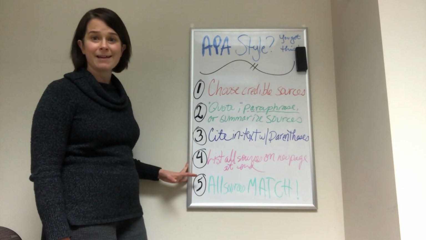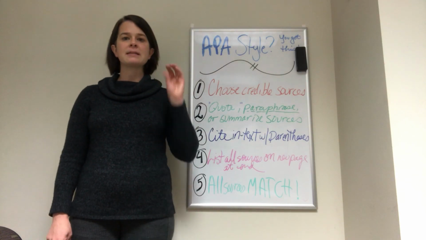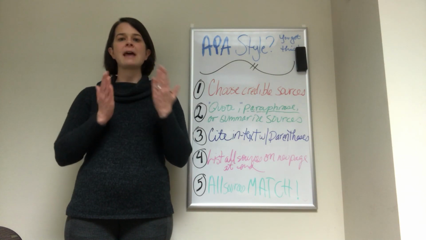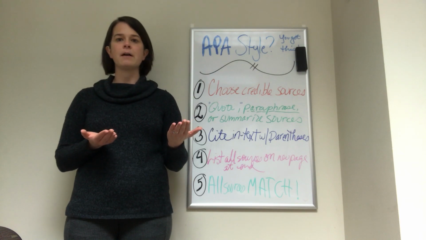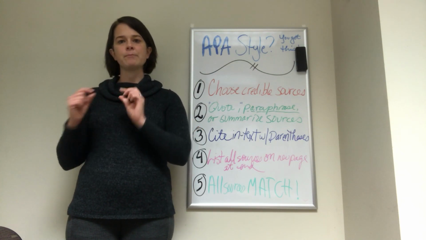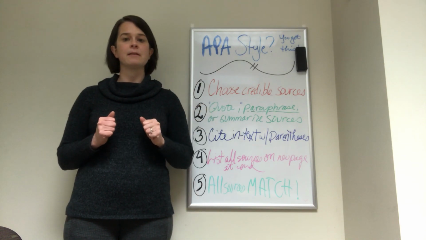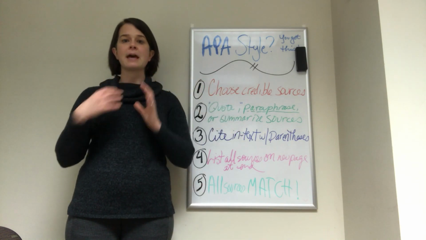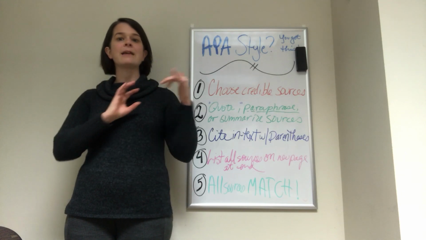Last, between numbers 3 and 4, the in-text citations and the list at the end, there is a perfect match. So if I see something cited in your paper, I can turn to that last page, that list of sources, and I can immediately find it. If I'm looking at your list of sources, I can pick one of those sources and I can find where you used it in the paper. Nothing that's used in the paper is not on the list. Nothing on the list is not used in the paper.